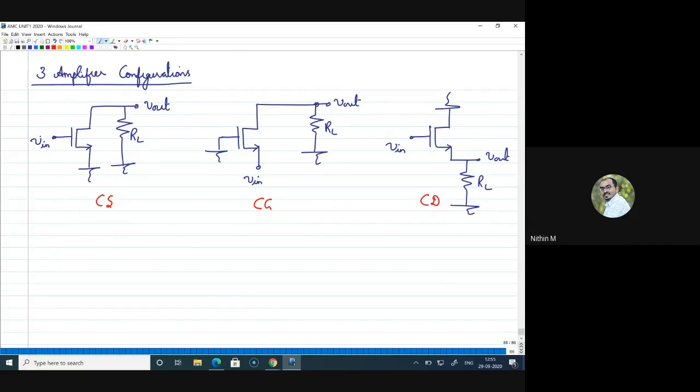Whatever you are seeing on the screen now is only a view of the amplifier without looking at the DC operating condition. That means when I draw like this and I say that this is an amplifier, it is understood that the MOSFET should be in saturation. Now how will you make the MOSFET be in saturation? You have to use biasing circuits, or bias the transistor properly to keep it in saturation.